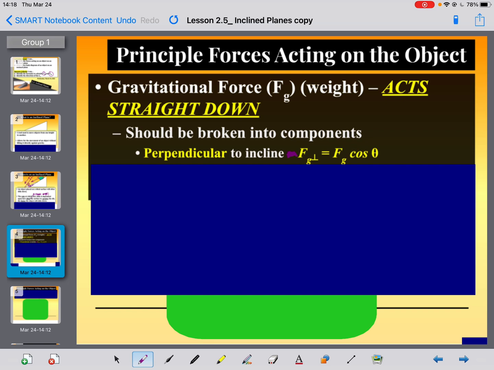I'm going to let you know, this is not on the reference table. So you will have to remember it. And likewise, the same formula for the parallel component is also not on the reference table, you are just going to have to memorize it.